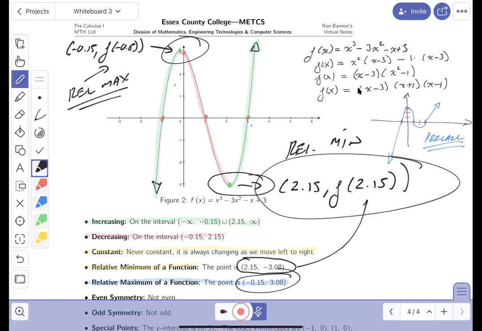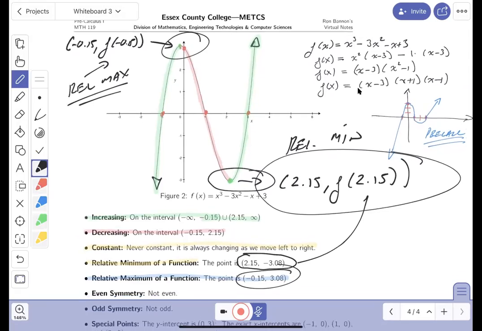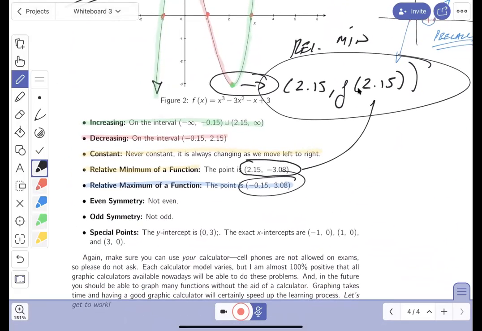Even symmetry? No, not even. I'm looking at that. I don't see folding axis symmetry, y-axis. Odd symmetry? No, I'm not seeing that. What are the special points? Really simple, the y-intercept and the 3 x-intercepts.